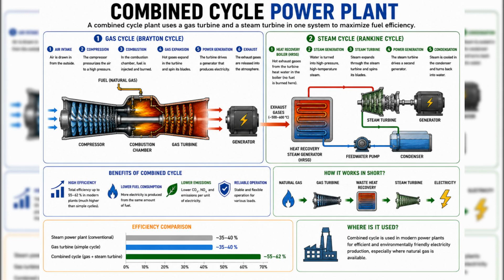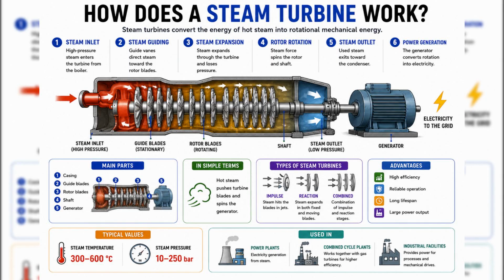After passing through the gas turbine, the exhaust gases are still extremely hot, often reaching temperatures of several hundred degrees Celsius. Instead of releasing this heat unused, the exhaust is directed into a heat recovery steam generator, commonly called an HRSG. This system captures the thermal energy from the exhaust gases and uses it to heat water into high-pressure steam. In effect, the same fuel is used twice to produce electricity.